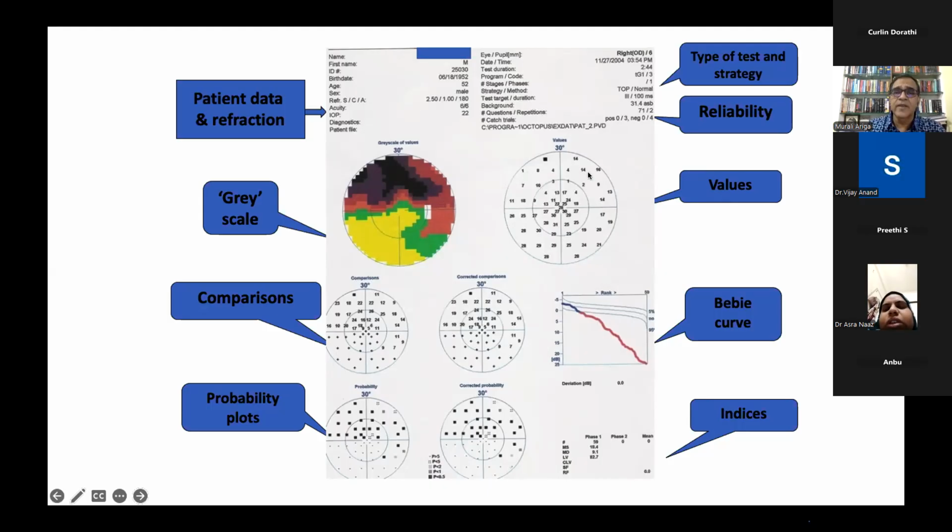Also, the test pattern is slightly different in the Octopus as compared to the Humphrey perimeters. You will see more closely spaced test patterns in the glaucoma-specific areas in the central field, as compared to the Humphrey's 24-2 and 30-2, in which the test points are broadly 6 degrees apart all over the tested area. Whereas in the G program, which is glaucoma specific, the testing pattern is more specific for picking up glaucoma change.